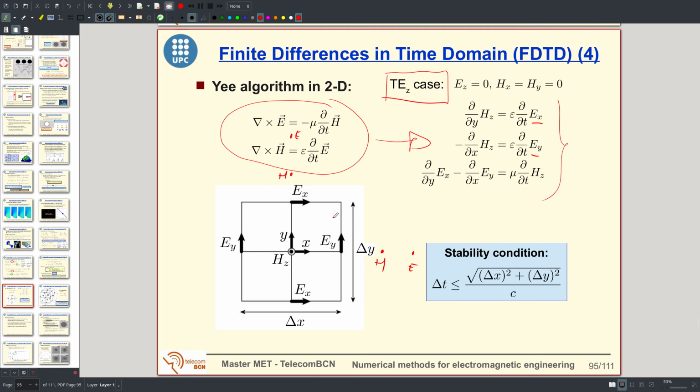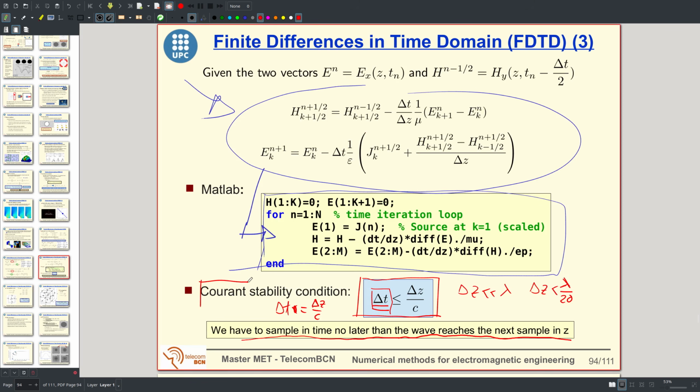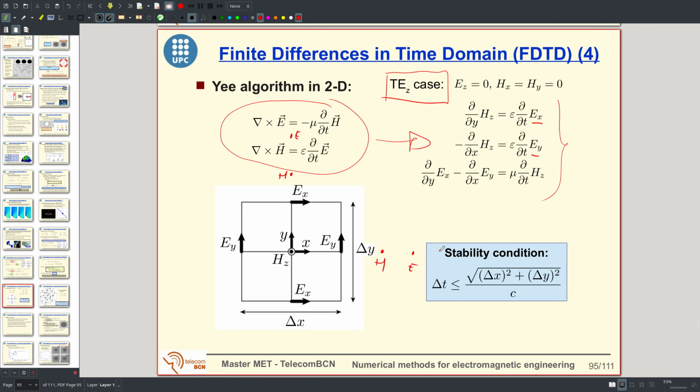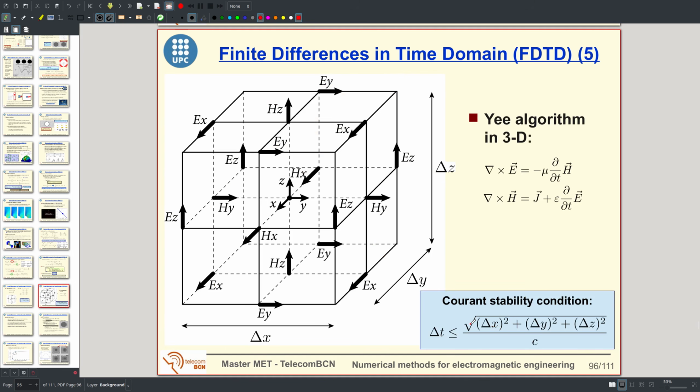You can find all this in the literature, but again, the stability condition, I didn't tell you, but this condition was called the Courant stability condition, the condition for the time sample. The Courant stability condition now becomes similar, but using the diagonal of the square and the discretization. This is delta x, delta y. So you have to set the stability condition using the diagonal of the square. And in 3D you have a similar thing.